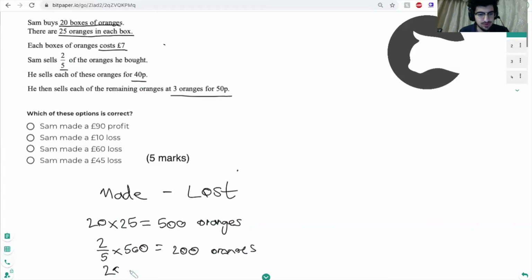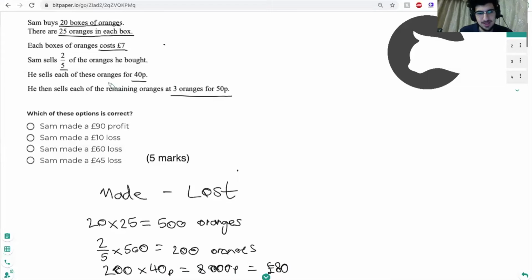So 200 times 40 is going to give us 8,000p, or if we convert that into pounds to make it a bit more manageable, that's going to give us a total of £80.